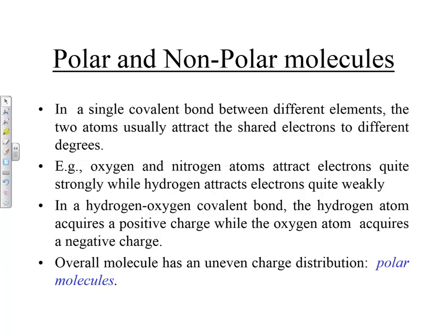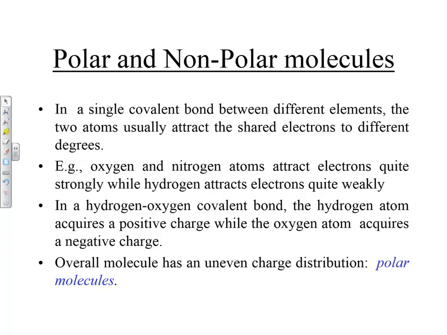So if you have a hydrogen-oxygen bond, hydrogen is a weak attractor of electrons, and it's a covalent bond, they're sharing electrons. Oxygen is a strong attractor. So guess what? Hydrogen will acquire a slight positive charge, while oxygen will acquire a slight negative charge. In a hydrogen-oxygen covalent bond, the hydrogen atom acquires a positive charge, very small, but if you have millions and millions of molecules, the effect can be quite big, while the oxygen atom acquires a negative charge. As a result, the overall molecule will have an uneven charge distribution, and such molecules are called polar molecules.